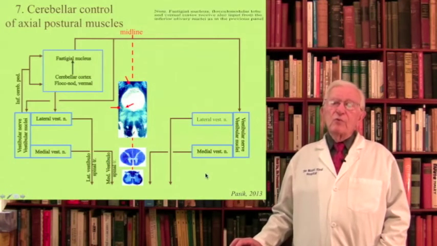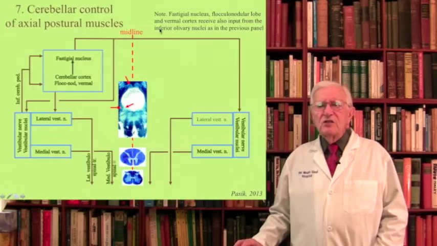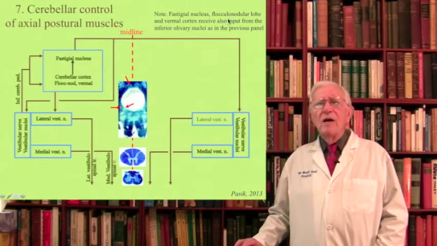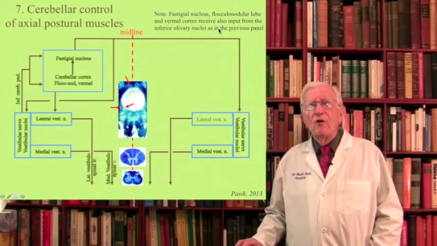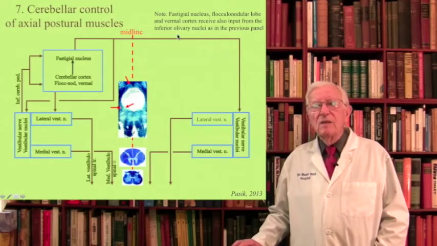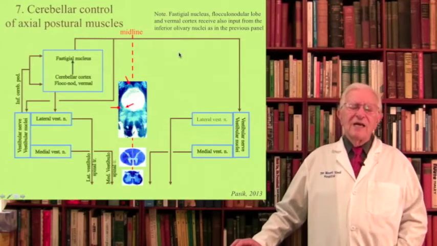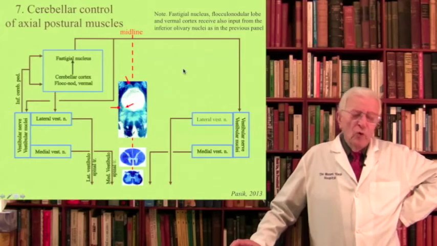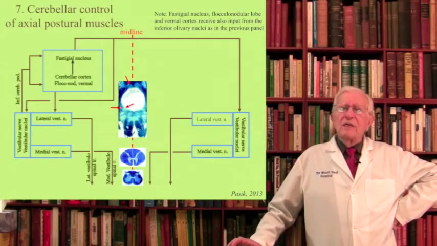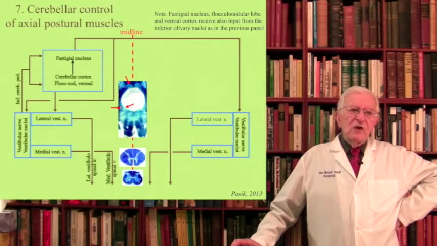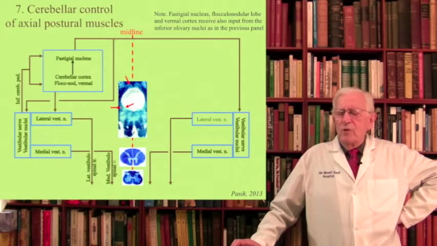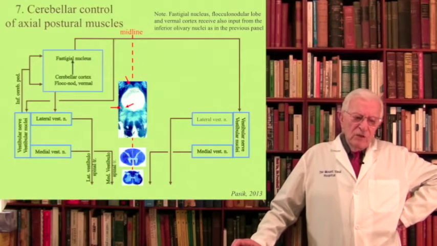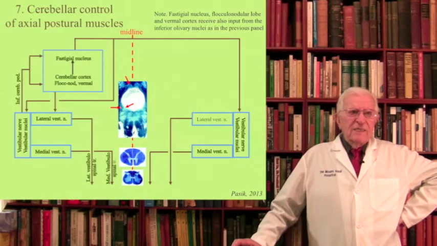All right, you have to keep in mind also that the fastigial nucleus, the flocculonodular lobe, and the vermal cortex all also receive input from the inferior olivary nuclei, the same as in the previous panel that had to do with the control of the limbs, because the inferior olivary complex is exerting a very unique function for the entire cerebellum, for all the slabs of the cerebellum, in terms of providing a timing impulse influence.